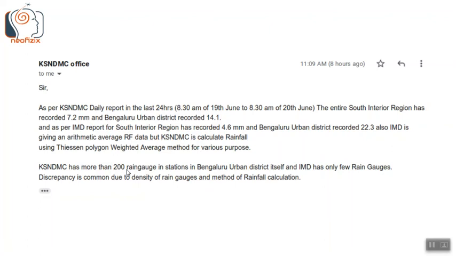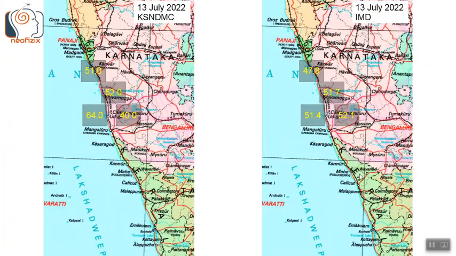So they acknowledge that the differences exist, and that it is because of the density of the rain gauges and the calculation method. So possibly the KSNDMC data is more reliable in this case. We shall see more comparisons between KSNDMC and IMD in a future video, and also try to estimate the errors caused by dropping a few stations or dropping a few days from a certain station while estimating district averages based on multiple ground stations data in that district.